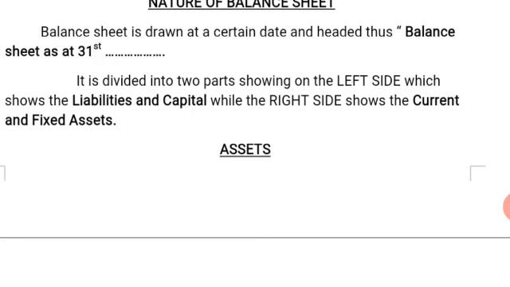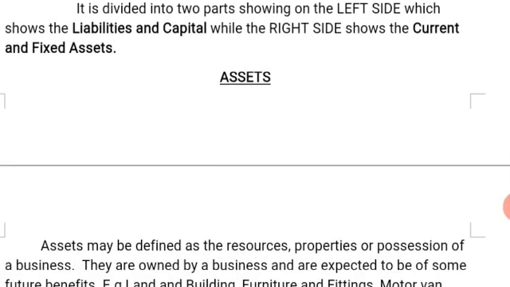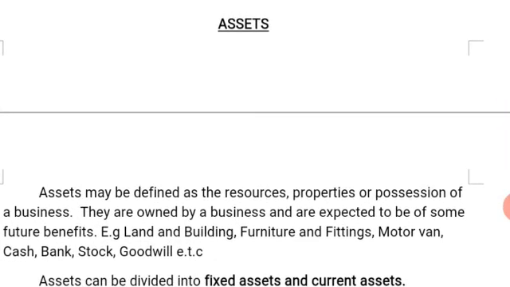Balance sheet is divided into two parts. Showing on the left side is the liabilities and capital, while the right side shows the current and fixed assets. So on the left hand side of the balance sheet we have liabilities and capital, while on the right side we have current and fixed assets. Now let us discuss all the particulars of a balance sheet.